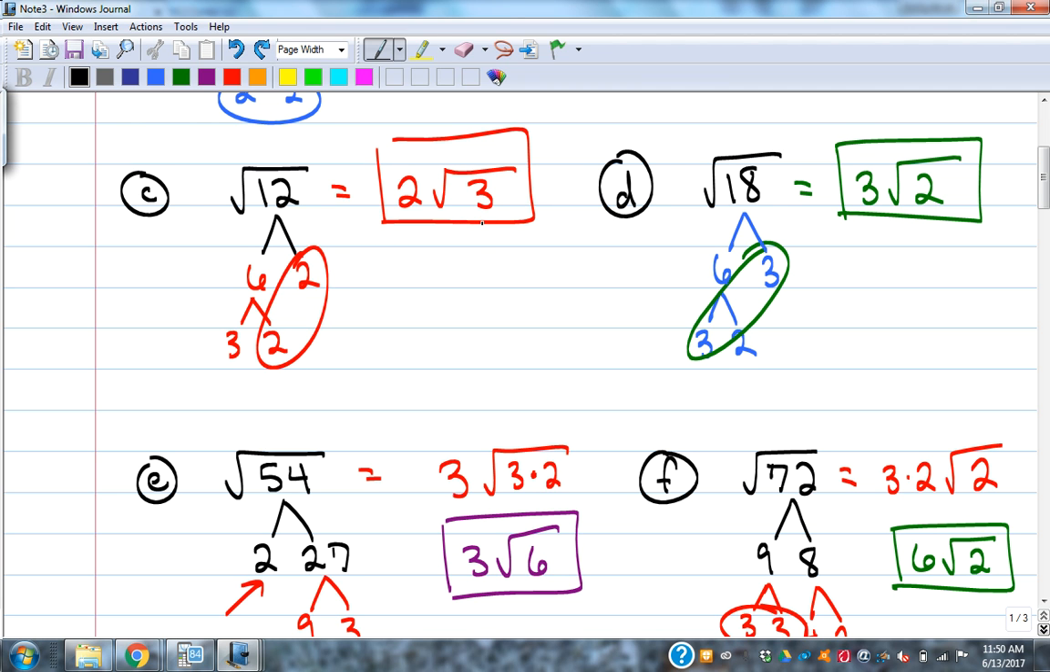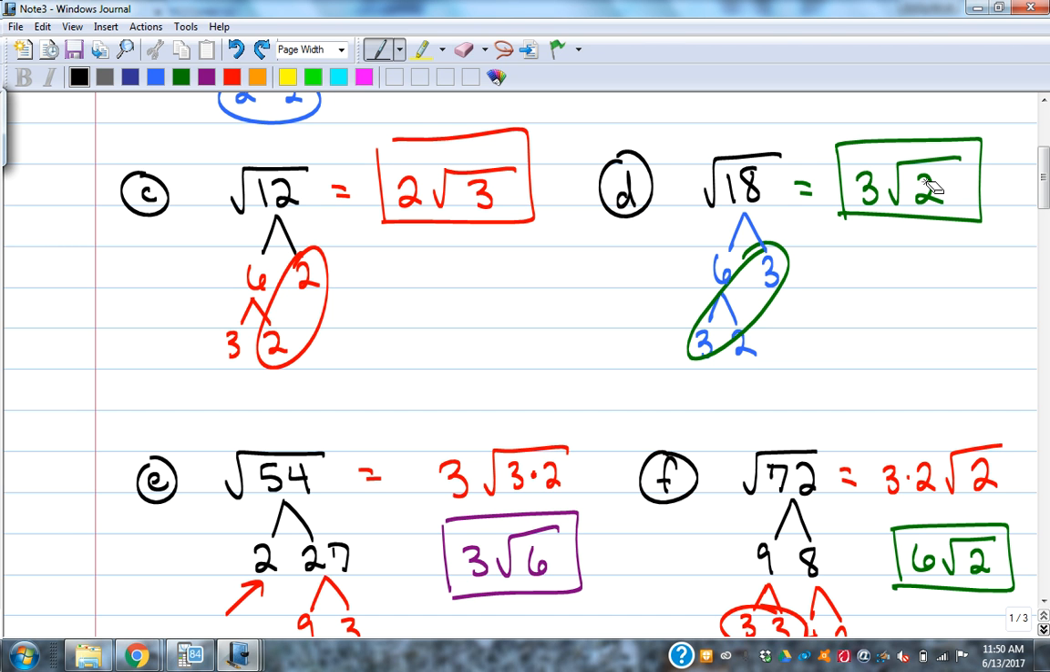Okay? So on example D, the number 18, we break that down with 6 times 3. 6 breaks down into 3 and 2. With this one, we have a pair of 3's. So the 3 comes to the outside. The 2 doesn't have a buddy, so it stays on the inside. So it's 3 square root of 2.